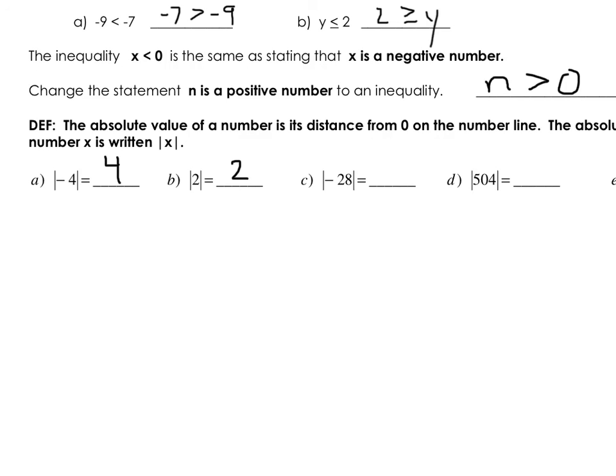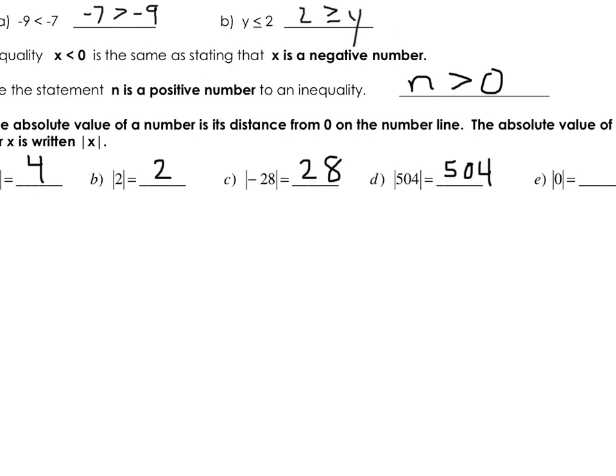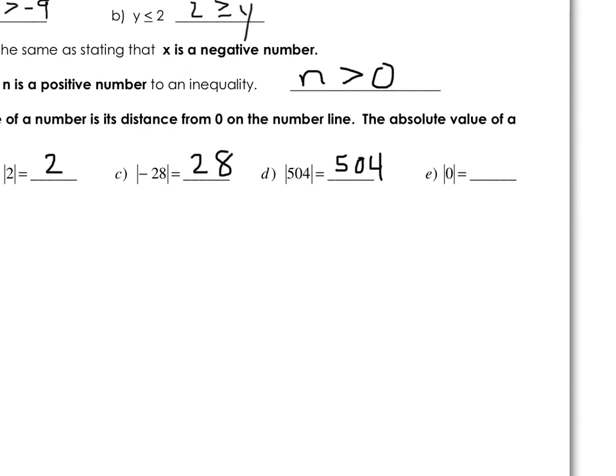The absolute value of negative 28 is 28. And the absolute value of 504 is 504. What's the absolute value of 0? 0. That's all for this section.